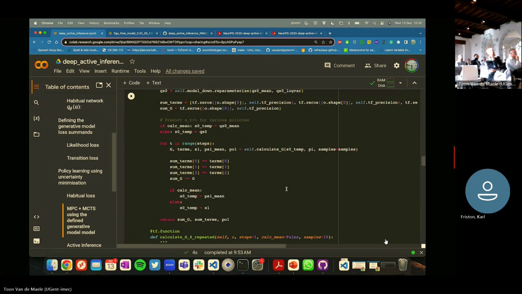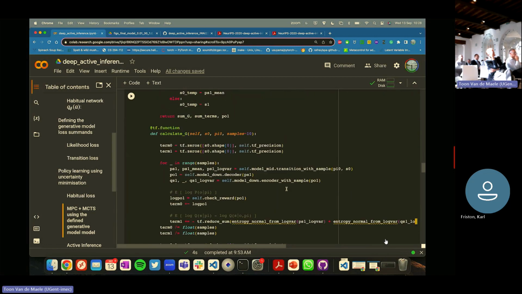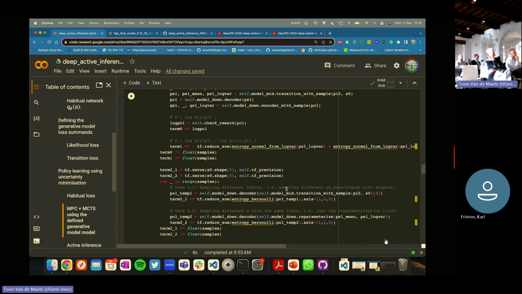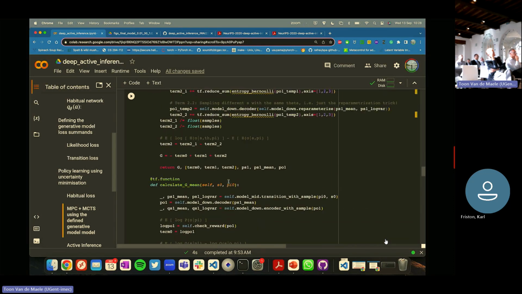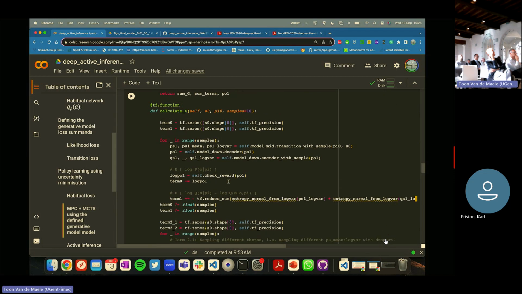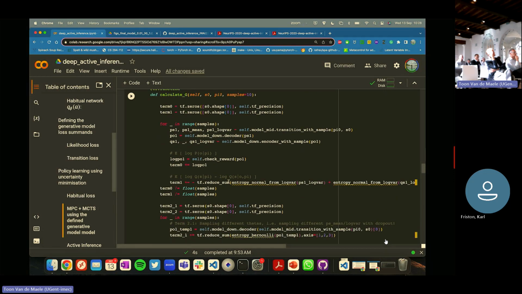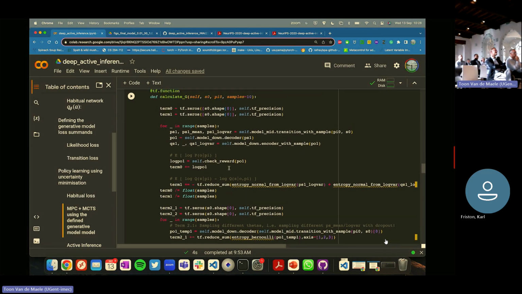So the key function of interest here is calculating G and calculating G underscore mean. So G is when we actually use ancestral sampling, and based on the number of samples, we roll it out X times into the future and decode and calculate the terms that we just talked about. We don't have time to go through all of it, but what I have here is just annotations of exactly what part this is.